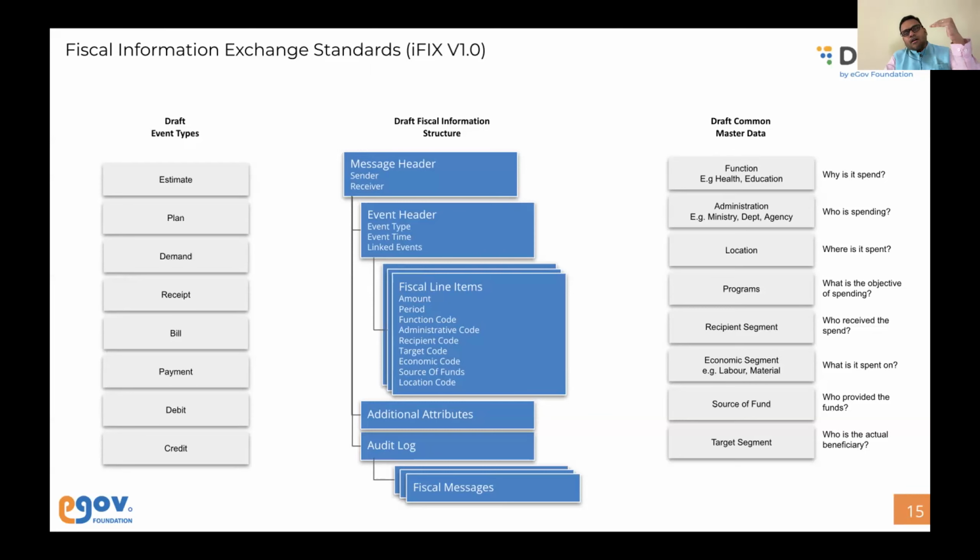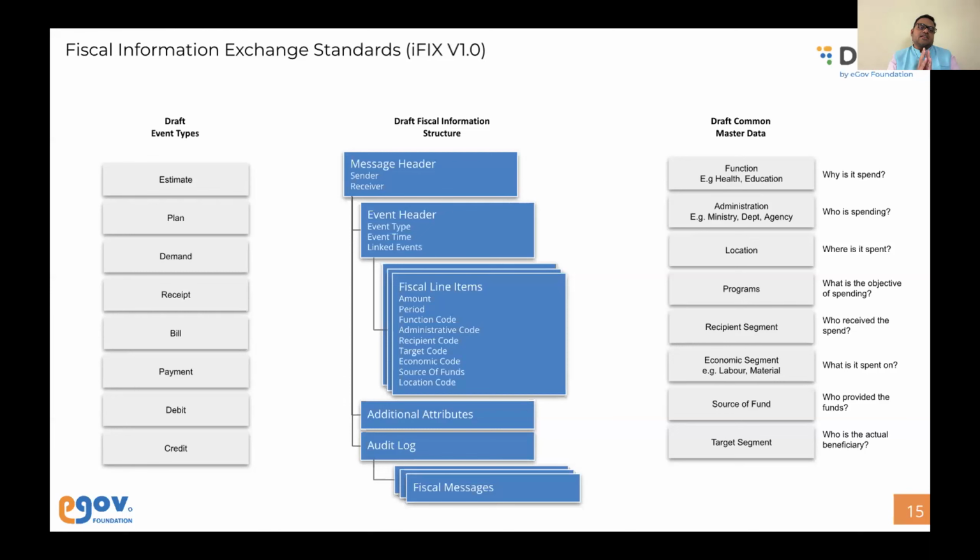So a fiscal event basically exchanges information, much like email systems talk to each other or exchange information, right? The draft structure would ideally have something like a header which says that the health department is the sender of this fiscal event and the receiver is the finance department. So let's say that this is a bill that has to be processed for payment.